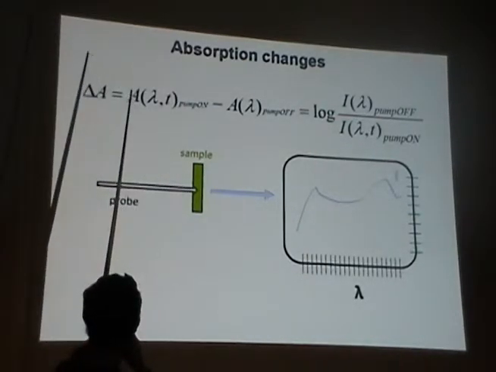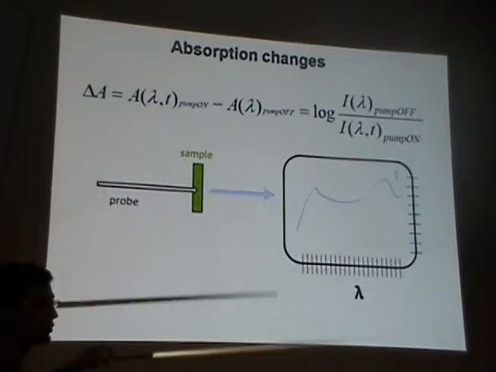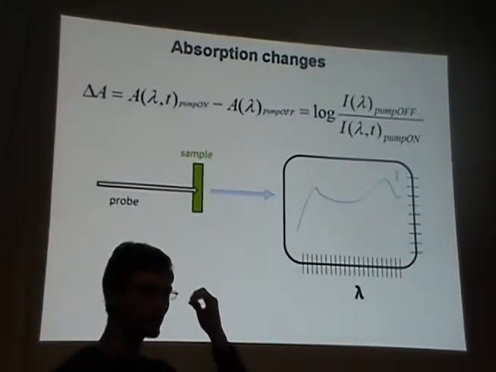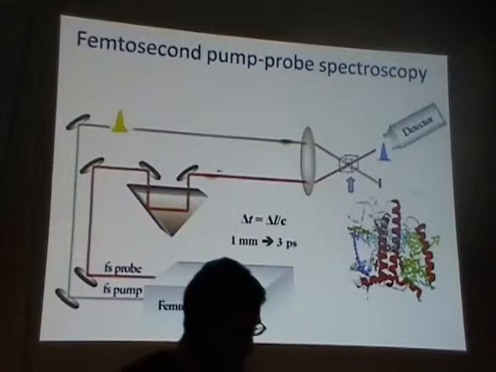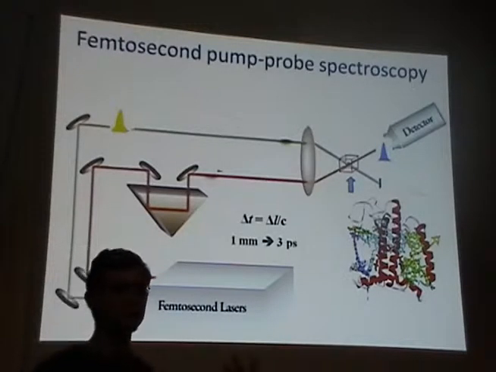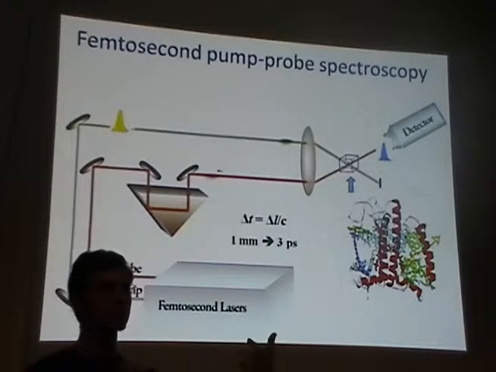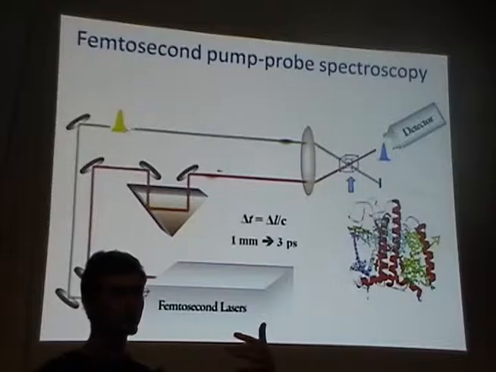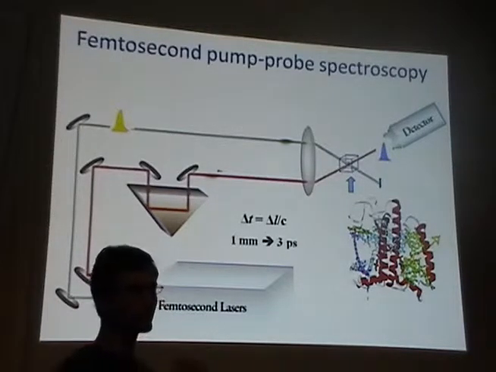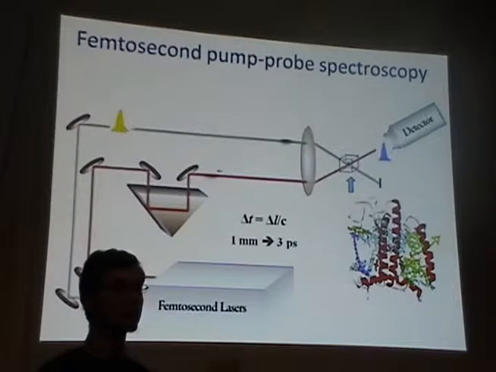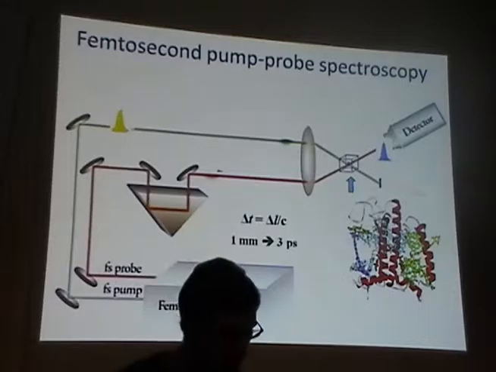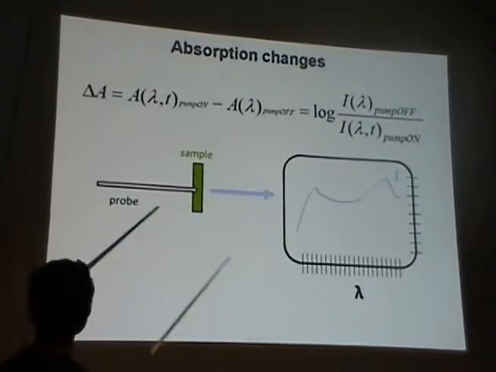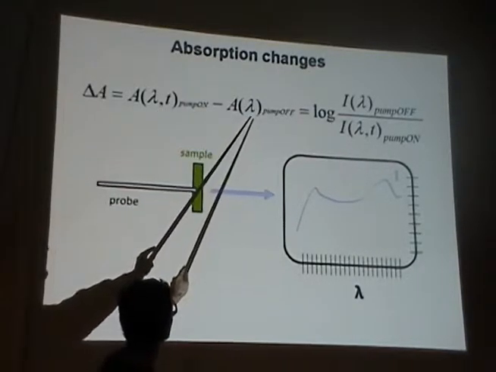Okay, so how do the pump-probe signals look that we measure? Let me start here. We are using different absorption spectra. In the one case, you are only measuring the probe, so this is with the pump off, and in the other case, you are first sending the pump through the system and then the probe.